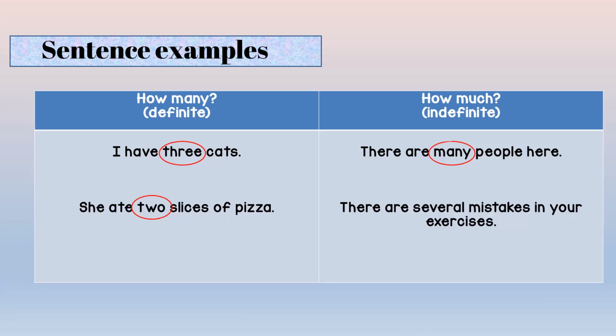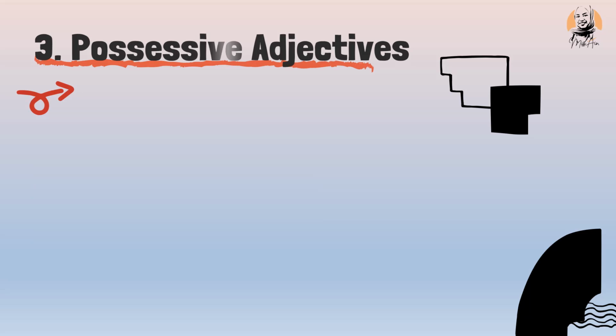And the last one, there are several mistakes in your exercise. So you want to talk about the quantity of mistakes that is done in the exercise, right? So the adjective there is several. The next type of adjective is possessive adjective.